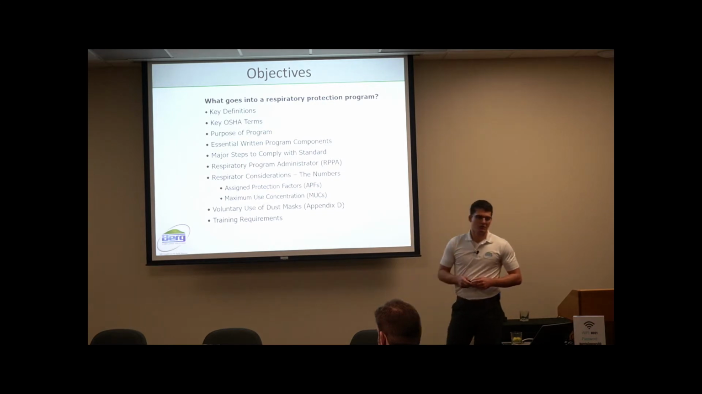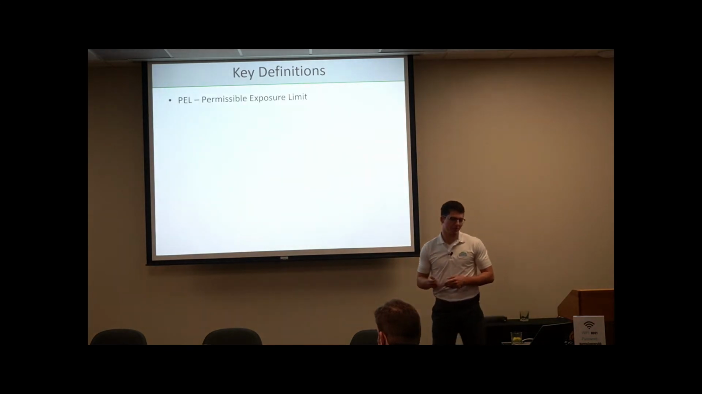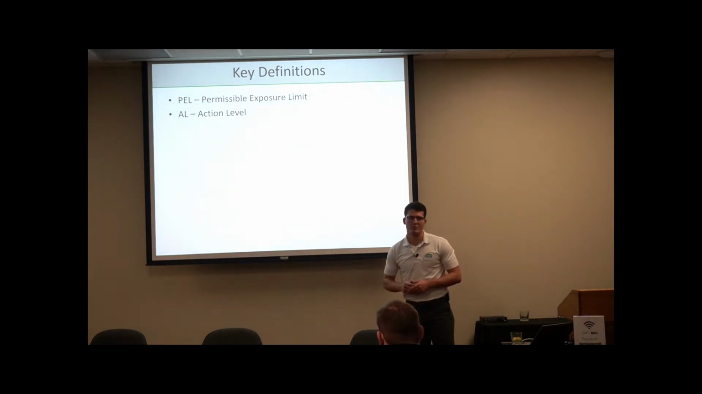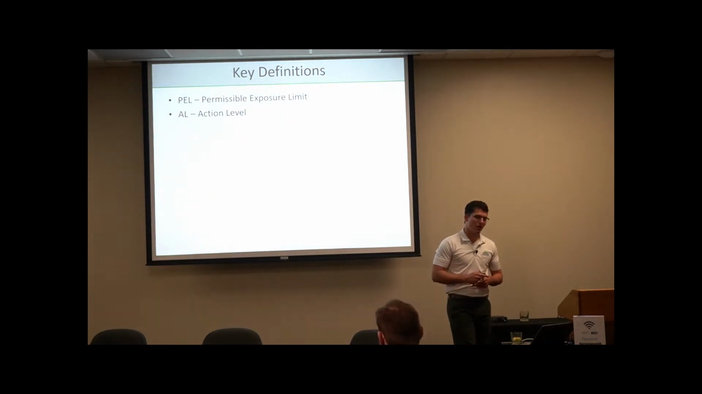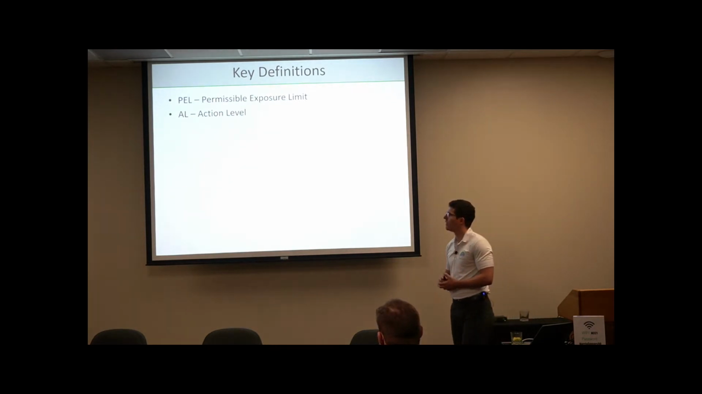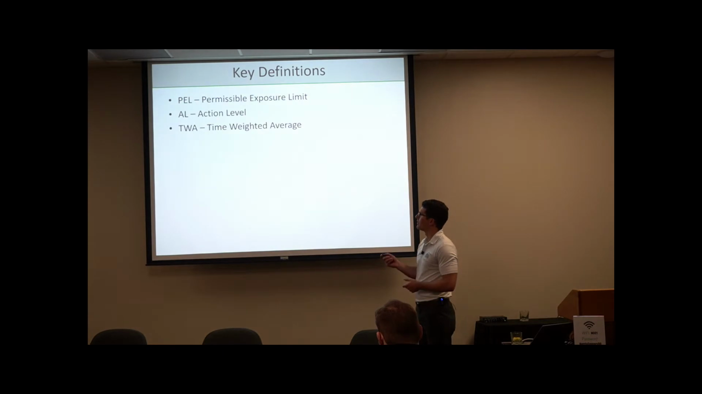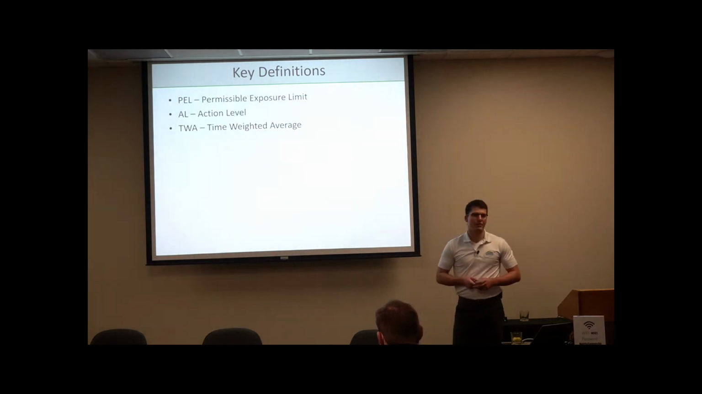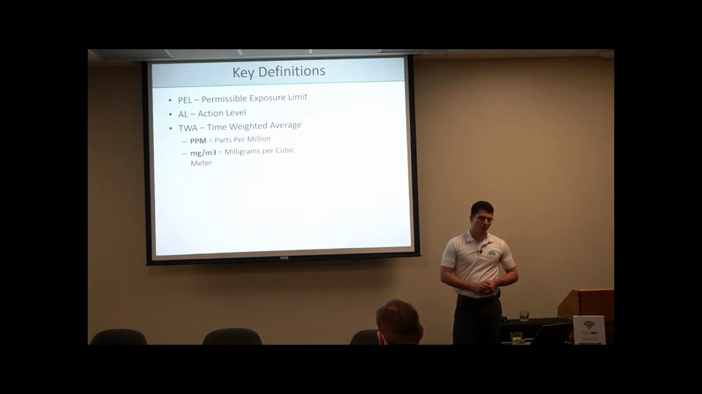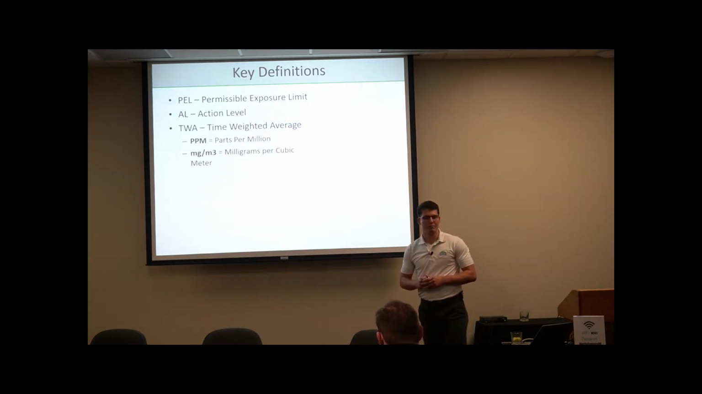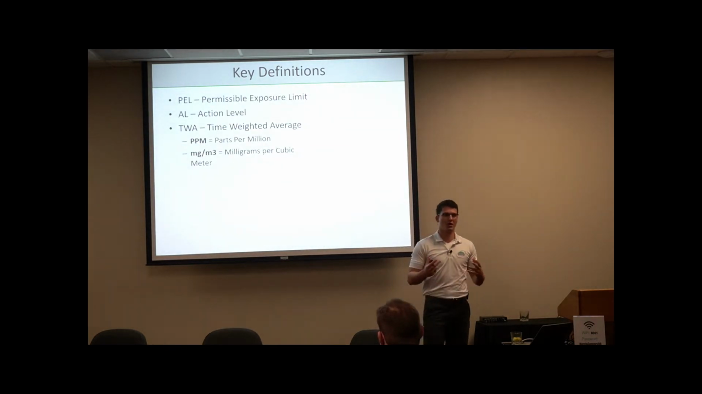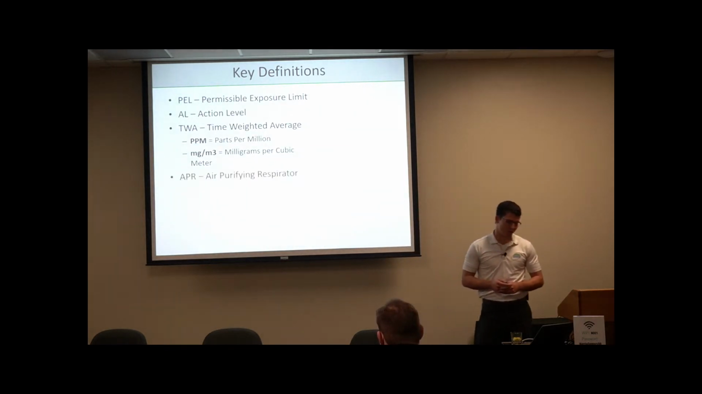All right. So key definitions. I'm not going to talk too deeply about some of these because we've already seen that in previous presentations, but you've got your PEL and your AL. Those are going to be your regulatory limits, your OSHA enforceable limits, most commonly seen, all measured with a time-weighted average throughout the day, whatever your exposure is throughout the day, okay? And that's going to be either in parts per million or in milligrams per cubic meter. Now these are going to be concentrations of exposure, all right? Different ways of measuring that.